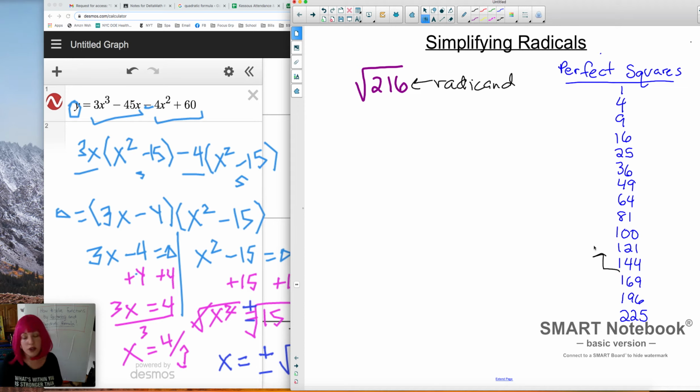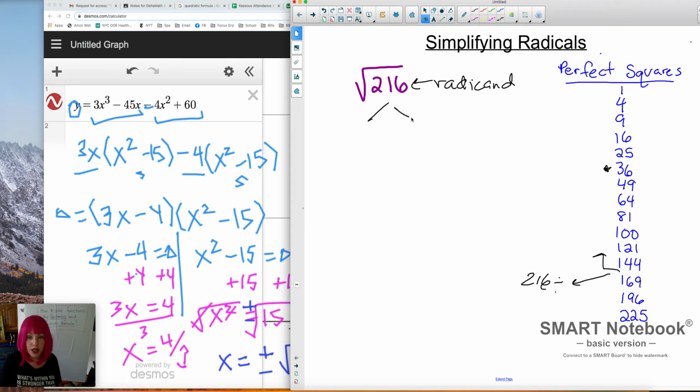You have to use a calculator. 216 divided by 144 doesn't work, it gives me a decimal. Try 216 divided by 121. Each time I'm just doing 216 divided by this number. 121 doesn't work, 100 doesn't work. These are all giving me decimals. Let me try 216 divided by 64. No. 49 doesn't work. Let's try 216 divided by 36, and that works. So 36 is the golden number.